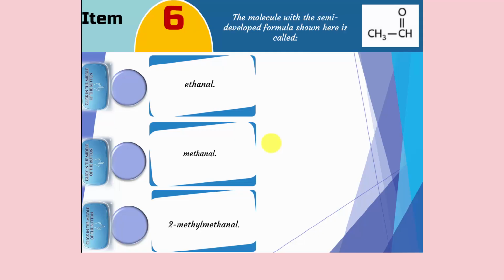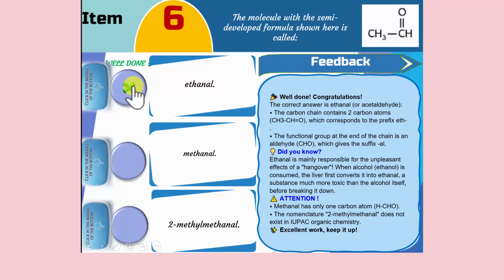The correct name for the molecule shown is ethanal, or acetaldehyde. The chain contains 2 carbon atoms, so we use the prefix eth-, and the terminal aldehyde group gives us the suffix -al. It is not methanal, which contains only 1 carbon atom, and 2-methyl-methanal is not a valid IUPAC name.